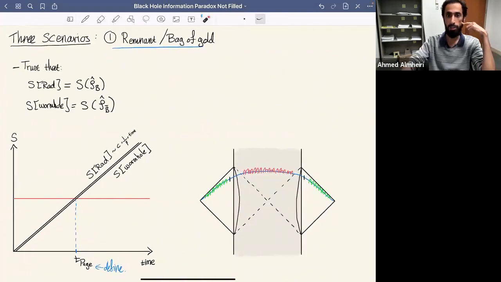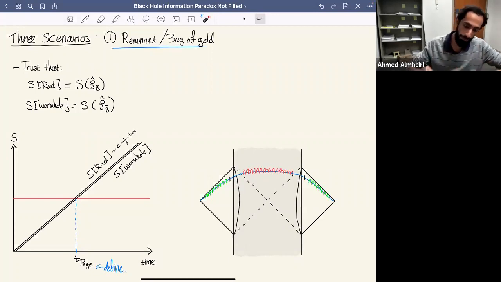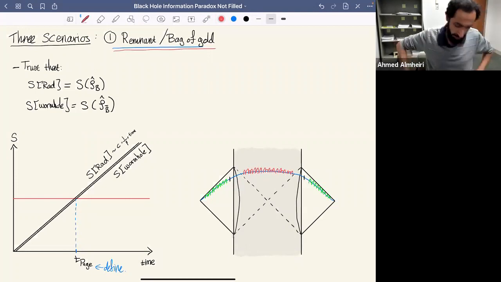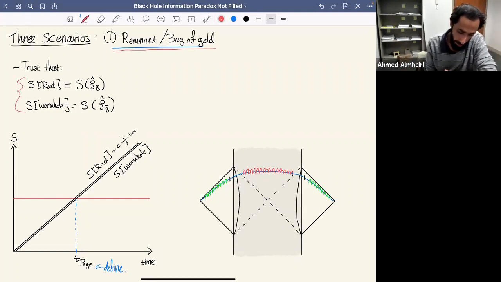So I'm going to consider three scenarios of increasing level of wishful thinking, and I'll describe the pros and cons of each. The first scenario is to take the result that we got at face value. This scenario is often described as saying that you have a remnant or a bag of gold. The idea is that you simply trust these results that we got, and I'm going to use the convention of calling B just rad and B bar the wormhole.